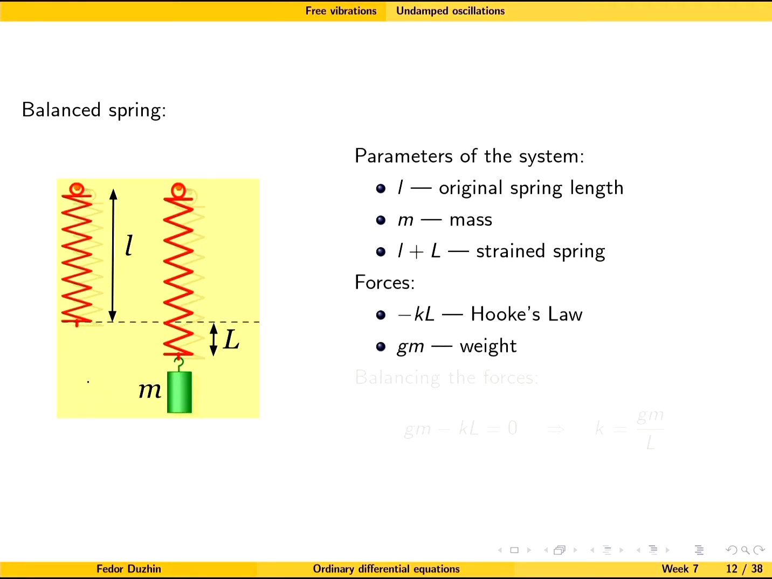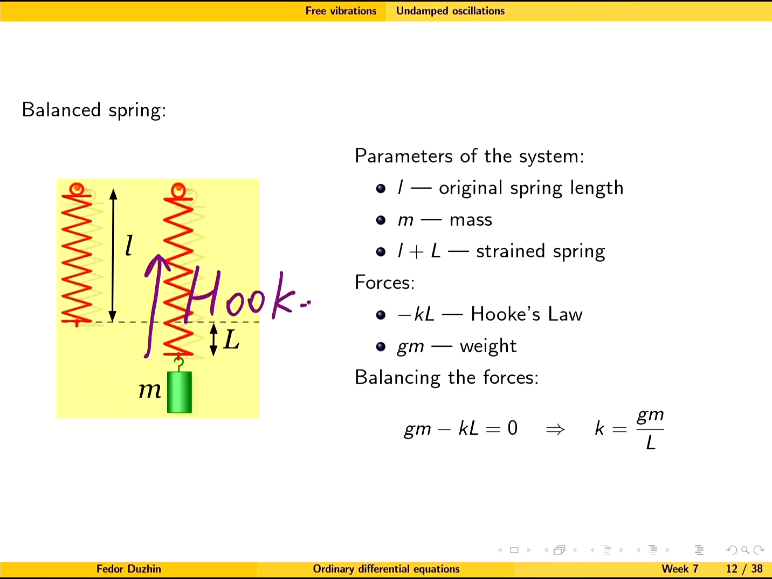and balancing the forces, so meaning that now if the object is not moving, then of course according to Newton's first law of motion, all the forces that act on the object are balanced, right? And here the force that pulls the object upward is the spring force, so this is from Hooke's law, and the force that pushes the object downward is the force of gravity. So, and then balancing them, we can find the spring constant, K.